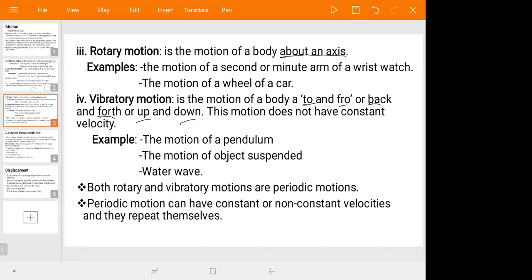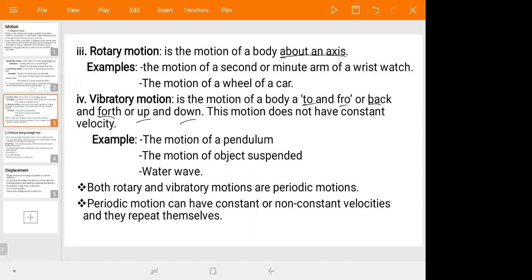This motion does not have constant velocity. Rotary and vibratory motion are periodic motion. We will see this later, when we see examples of vibratory motion such as the pendulum.